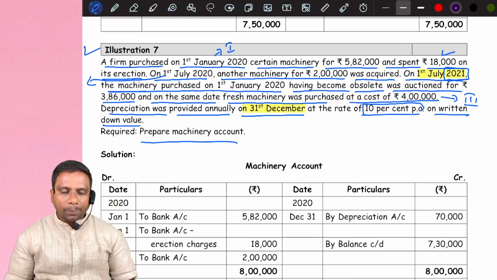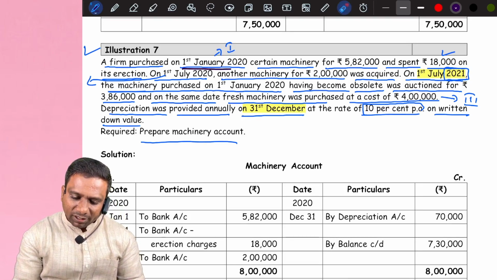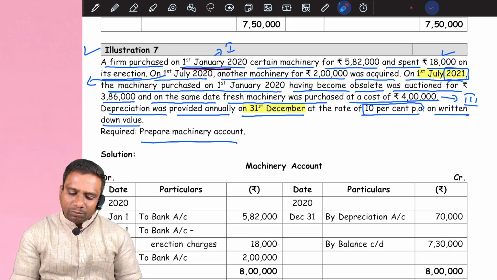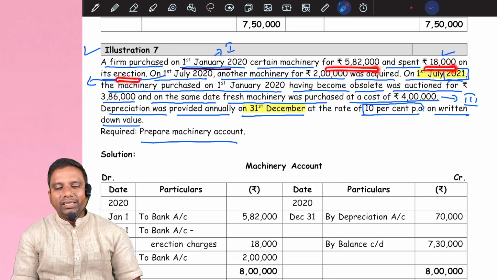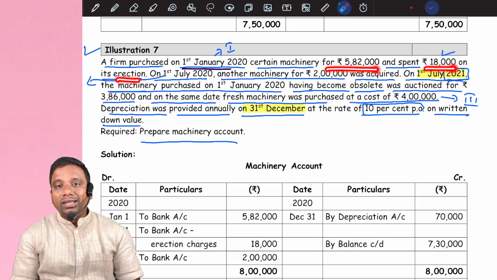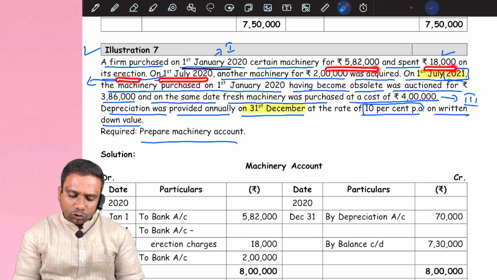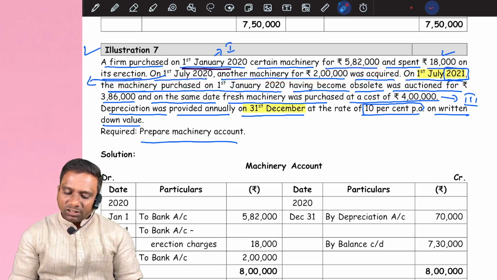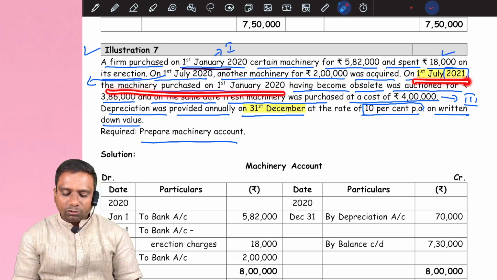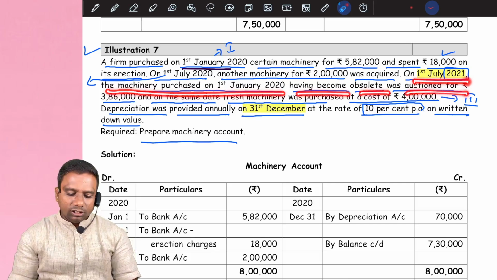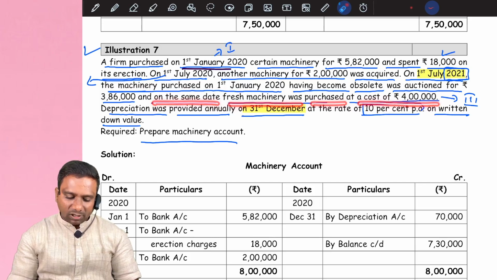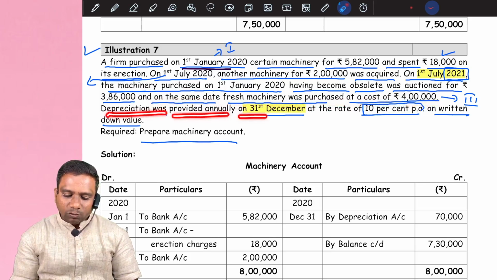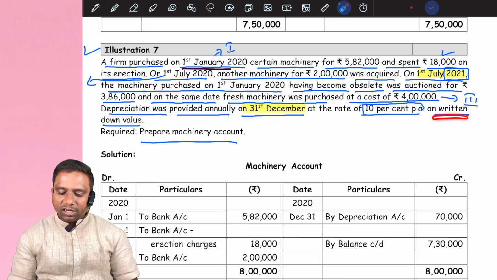Read illustration 7. A firm purchased on 1st January 2020 certain machinery for 5,82,000 and spent 18,000 on its erection. 5,82,000 plus 18,000 is 6 lakh rupees. On 1st July 2020, another machinery for 2 lakhs was acquired. On 1st July 2021, the machinery purchased on 1st January 2020, having become obsolete, was auctioned for 3,86,000. On the same date, fresh machinery was purchased at a cost of 4 lakhs. Depreciation was provided annually on 31st December at the rate of 10% per annum on written down value.